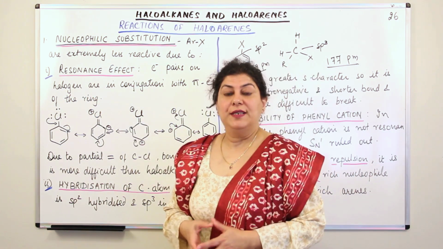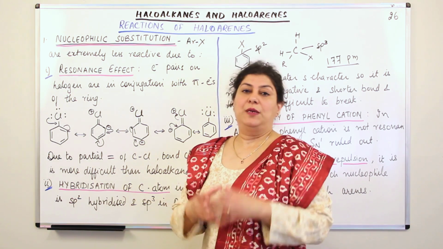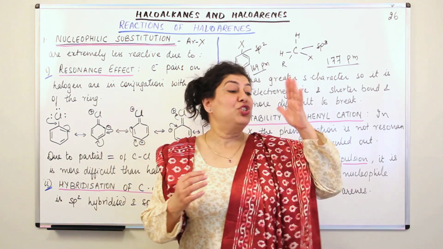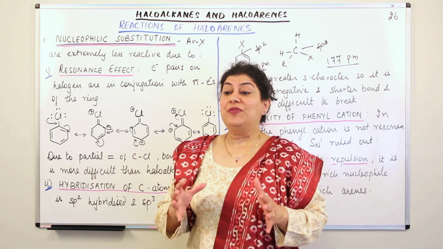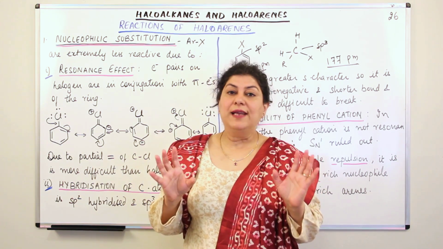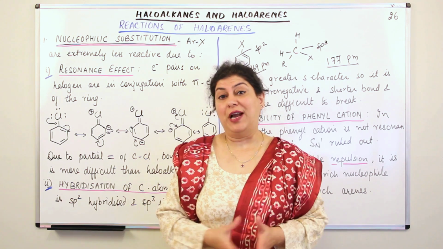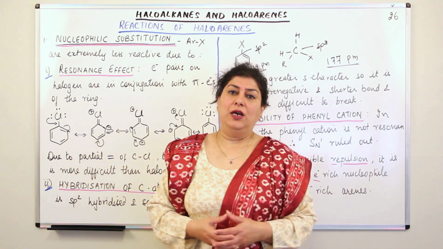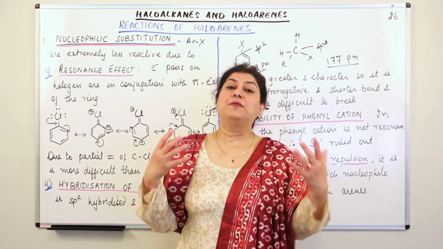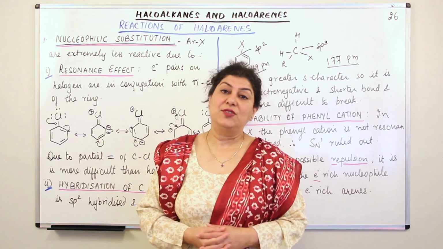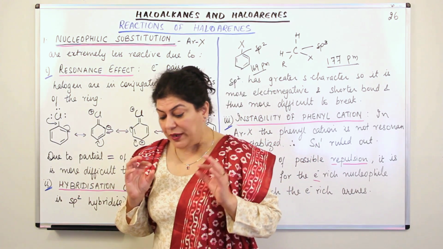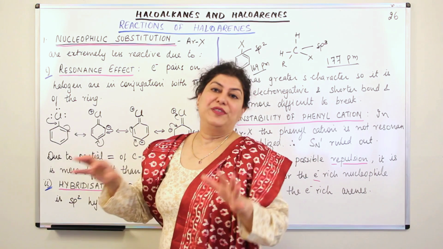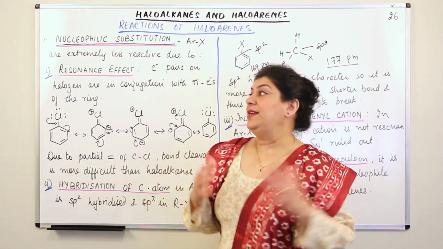In the case of haloarenes, nucleophilic substitution does take place, but the reactivity of haloarenes in comparison to haloalkanes is much lesser. This reaction does not take place happily, and it is only under drastic conditions that such a reaction would take place. What are the reasons? Why do haloarenes not happily react with nucleophiles, or why does nucleophilic substitution not readily take place in the case of haloarenes? You know, in haloarenes, the halogen is attached to a benzene ring, right? To a carbon of the benzene ring. That is why we call them haloarenes.